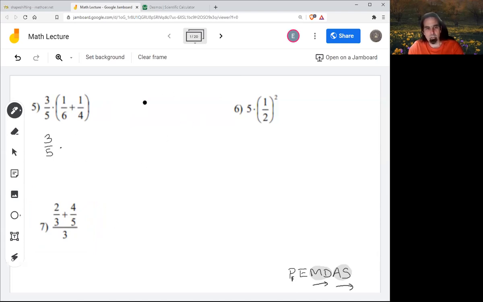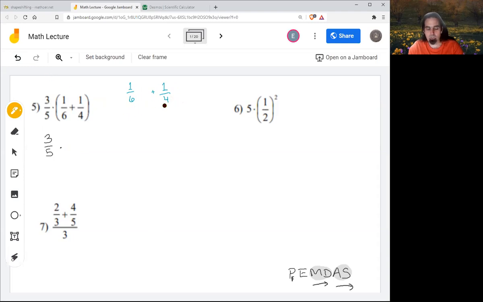I'm going to kind of go off to the side and do that in a different color because I don't want to fill up this space right here with a bunch of squish. So 1/6 plus 1/4. I'm leaving some space on my paper because I know I'm going to write some things here to make a common denominator. For adding and subtracting fractions, you need a common denominator.